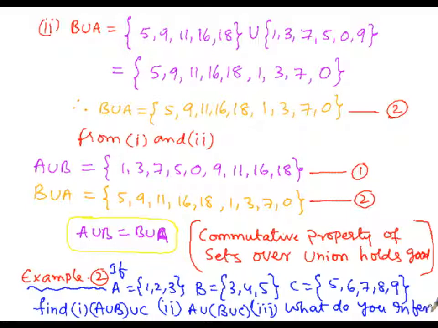In the previous case, it is concluded that A union B and B union A are equal, that is, the commutative property is applicable here. The commutative property holds good regarding sets over the operation called union, whereas here there are 3 sets. Then now the solution starts.